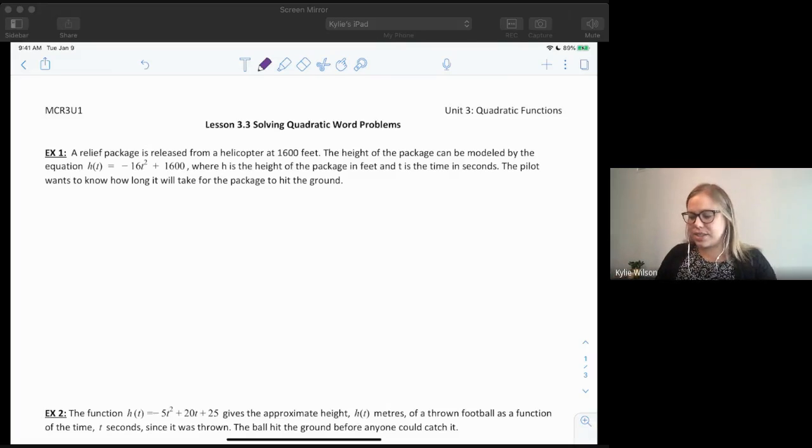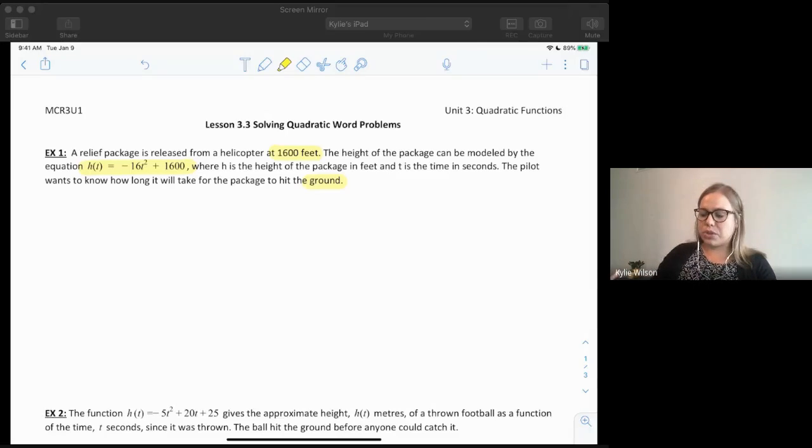So let's get started. So for our first example here, a relief package is released from a helicopter at 1,600 feet. The height of the package can be modeled by the equation h of t equals negative 16t squared plus 1,600, where h is the height of the package in feet and t is the time in seconds. The pilot wants to know, how long will it take for the package to hit the ground?